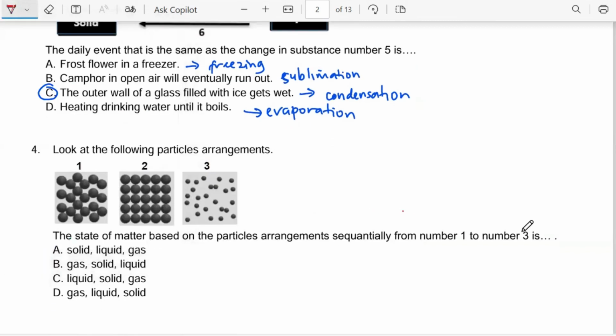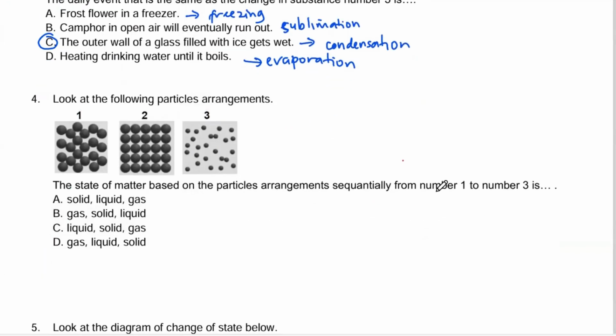And next, question number 4. I think it's quite easy, right? The state of matter based on the particle arrangement, sequentially from number 1 to 3, is needed. Number 1 is a bit tight, but not packed really tight. We still have some space here, so this is a liquid. Number 2, they are close to each other, the distance between the particles is very close, and they are packed regularly, so this is a solid.